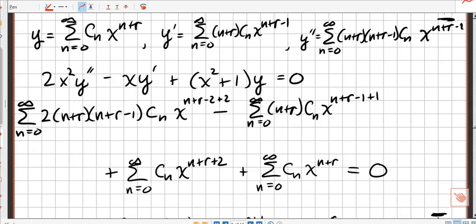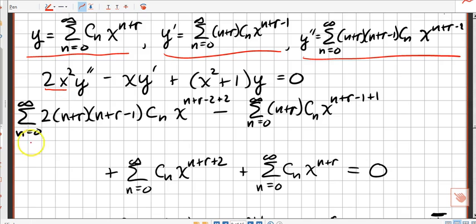So we know what the roots are going to be, but we'll still have to go through the process of making the substitutions and simplifying this. We've got our y term, our y prime term, and our y double prime term. So we're going to make these substitutions into the differential equation. I'm going to distribute the 2x squared here. So we've got the summation of 2 times (n plus r) times (n plus r minus 1) times c sub n x raised to the power n plus r minus 2. That's from the definition.